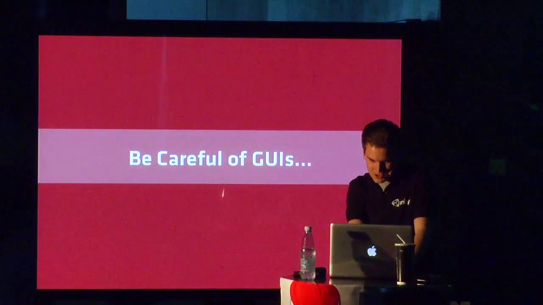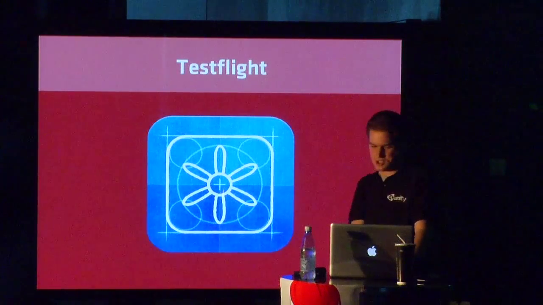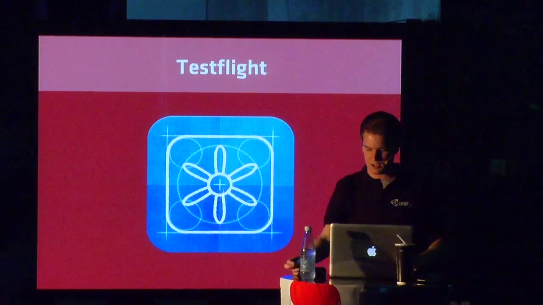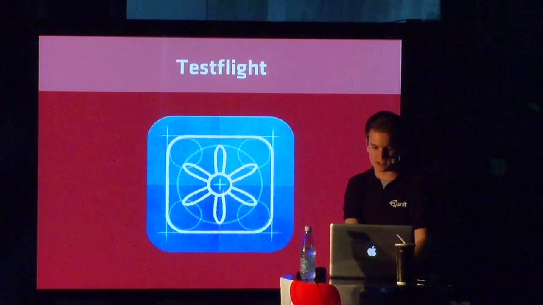I'll quickly run through. So GUIs, there are alternatives. Test often. Use TestFlight, so you could send out a link to your friends, and they can build on their devices. I've only got a Nexus 7 and an iPhone 4. So if I want to test on an iPhone 5, I can send out a build to them using TestFlight.